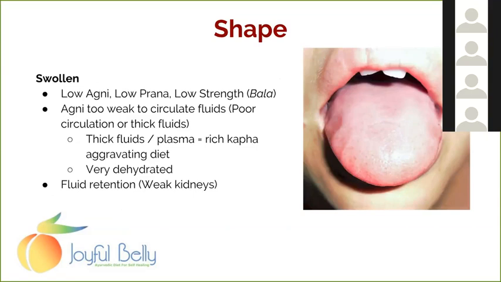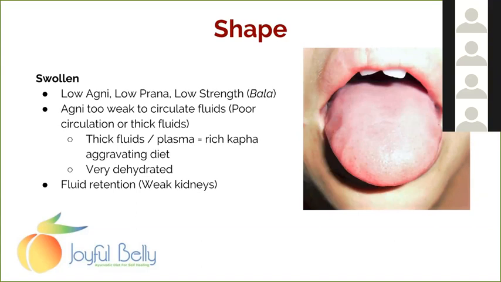A swollen tongue, this is a swollen tongue on the right here, and that's a sign of low Agni, low prana, low strength, because the metabolism or Agni is too weak to circulate the fluids. So that poor circulation, either the tongue's not draining, or in this case, the fluids are getting to the tongue, so this is a drainage issue, or it could be an inflammation issue. And that's what makes the tongue swollen.